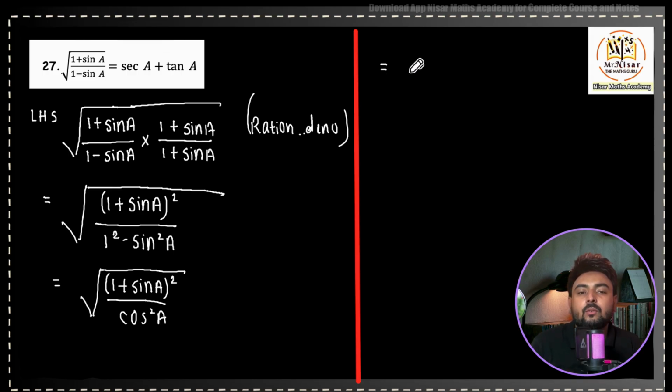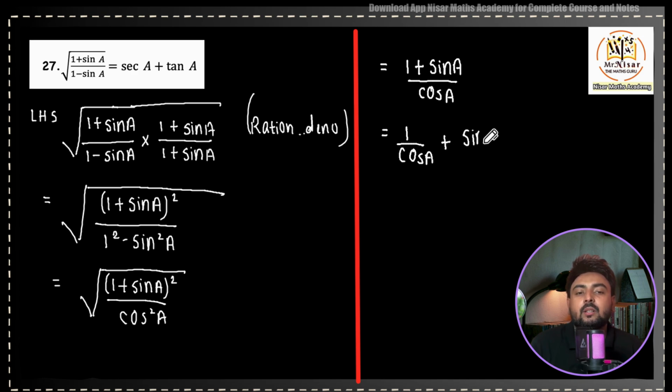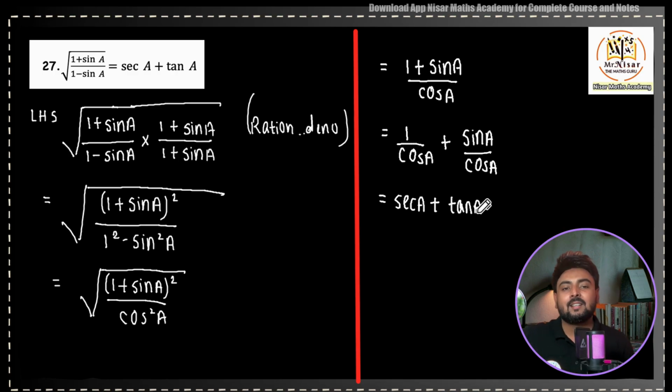So we have 1 plus sin a upon cos a. Square root and square have got cancelled. Now as I was saying to you, 1 by cos becomes sec and sin by cos becomes tan. 1 by cos a, just separate the denominator, upon sin a by cos a, and 1 by cos becomes sec and sin by cos becomes tan. This is the answer. I hope the question was quite clear to you and very simple to understand.